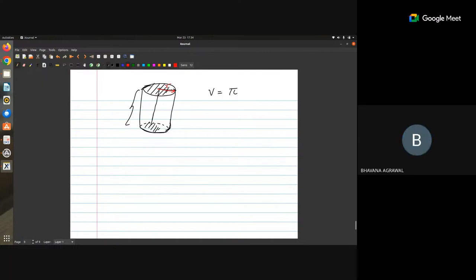This is r. And this is h. So my equation will become pi r square h. But now the question is, I know volume is equal to 1000 meter cube. I don't know anything about r and h. So can we get anything in terms of r and h here?